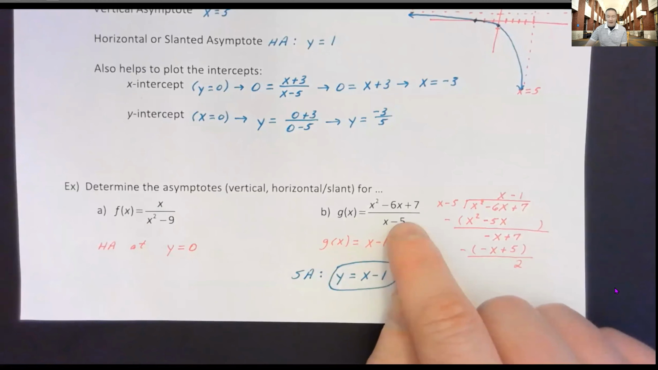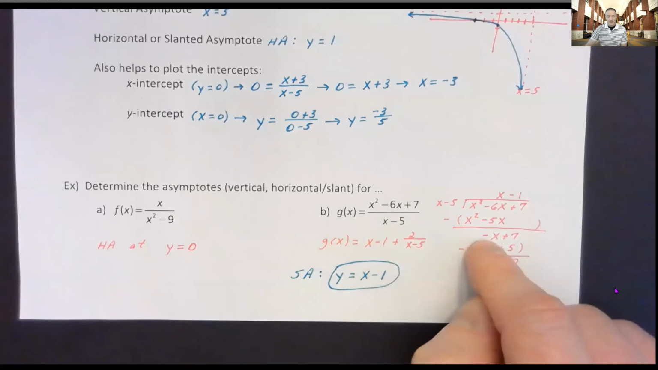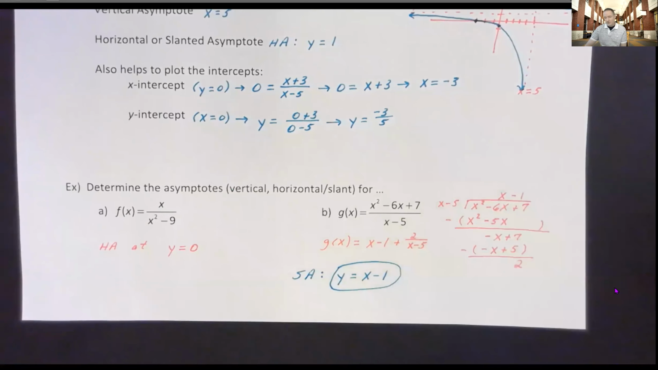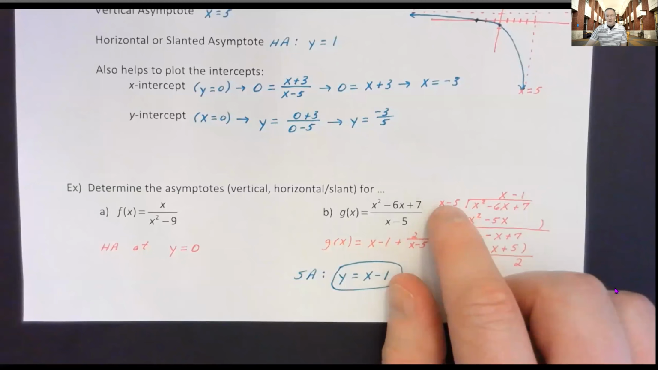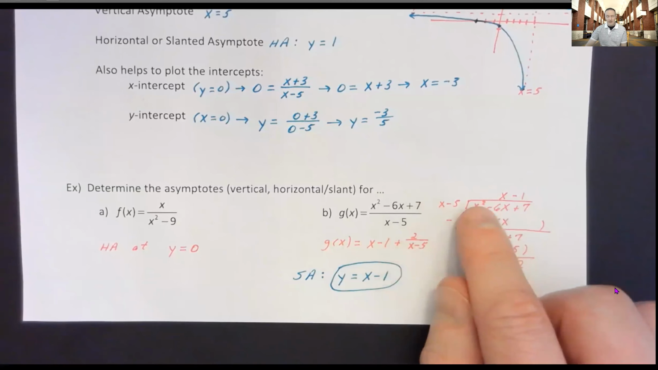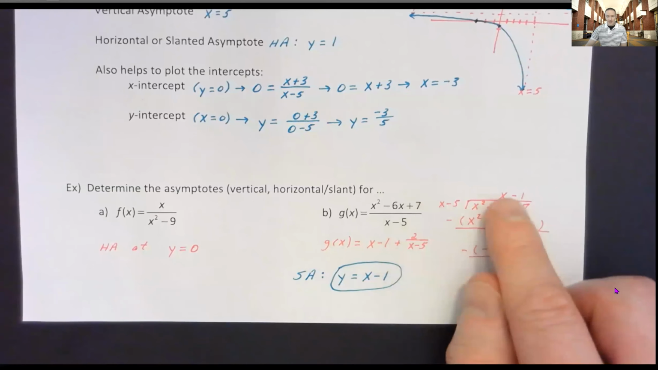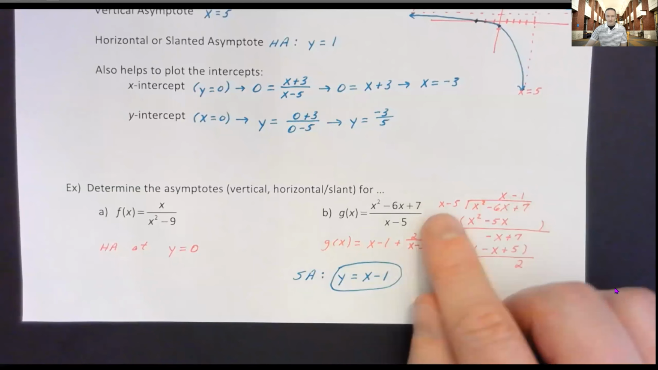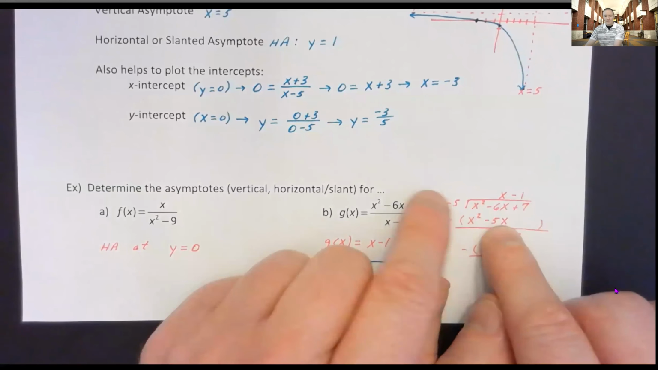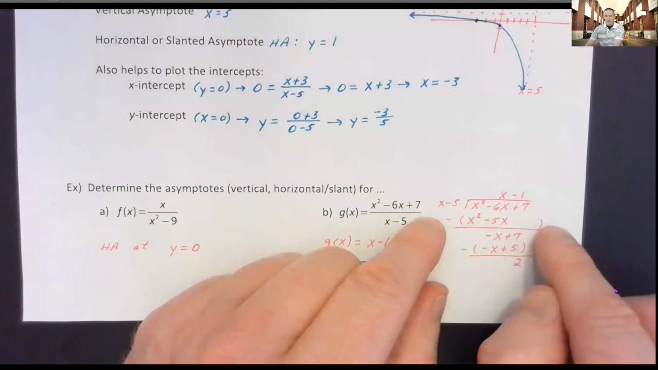Now for the horizontal asymptote, you just say the degree of the denominator exceeds that of the numerator, therefore your horizontal asymptote is y equals 0. Now over here, I have the degree of the numerator exceeding the denominator, so I know I will not have a horizontal asymptote, but I will have a slant asymptote. I find the slant asymptote by long division, or you could have also used synthetic division. So I used long division here. I divided x minus 5 into x squared minus 6x plus 7.